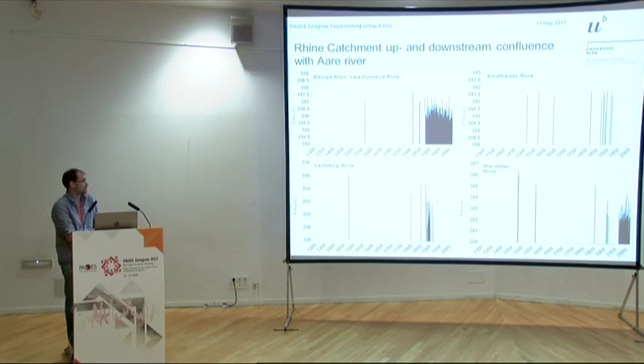If you go further downstream the river, we see this two-step decrease again. So Laufenburg is after the influence of River Aare. Then we see this here, and after the Jura waters correction, we have this here. Rheinfelden, some kilometers upstream of Basel, shows a two-step decrease of the flood magnitudes.